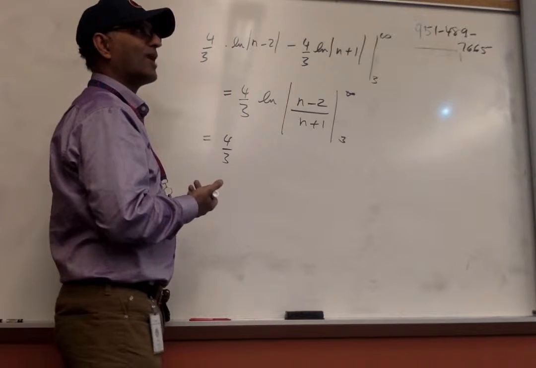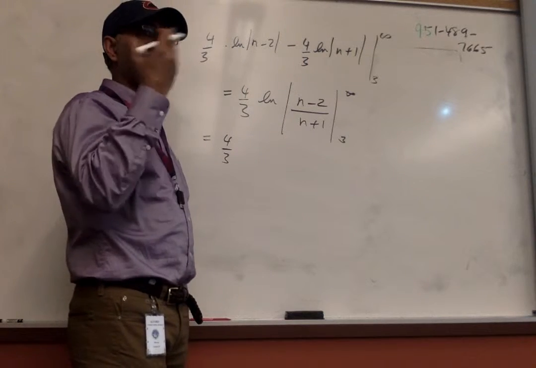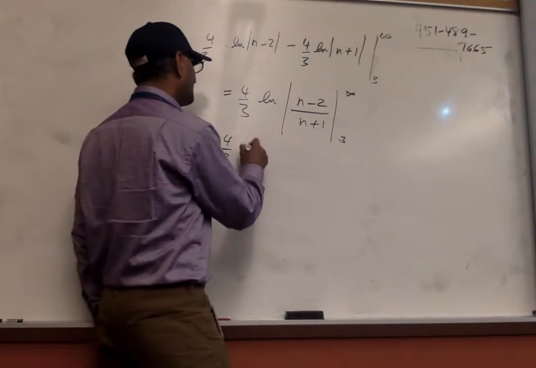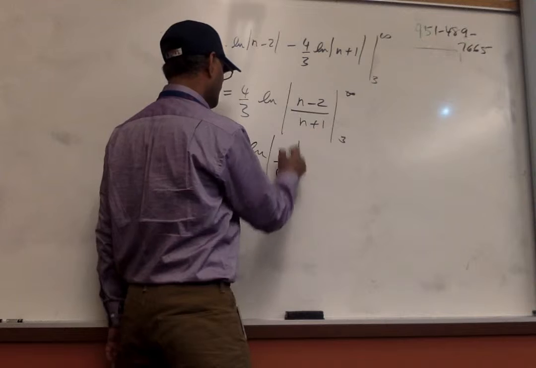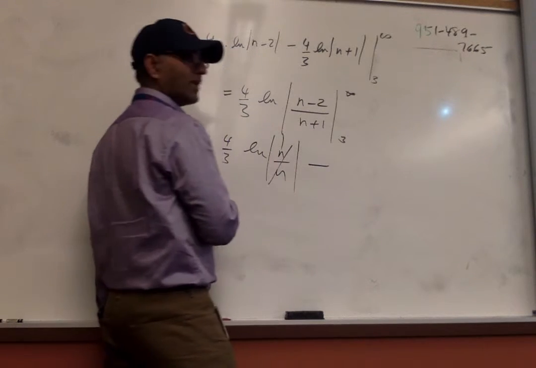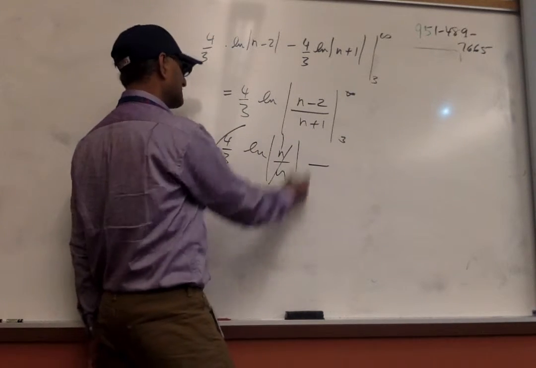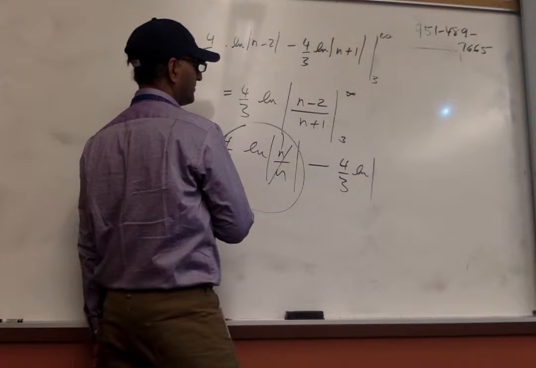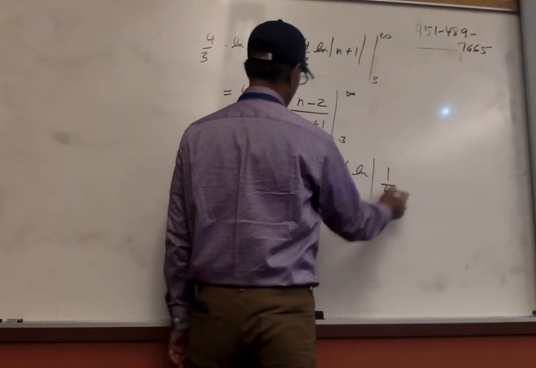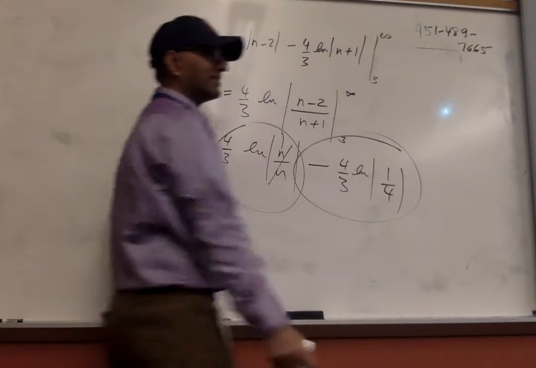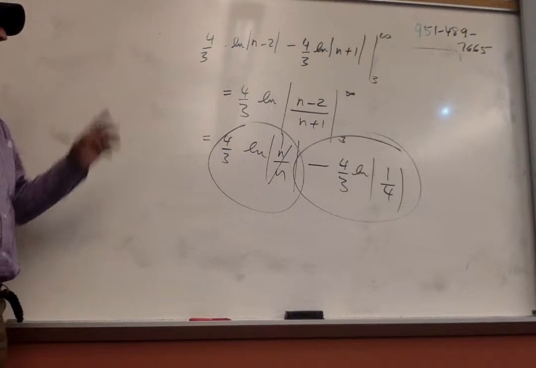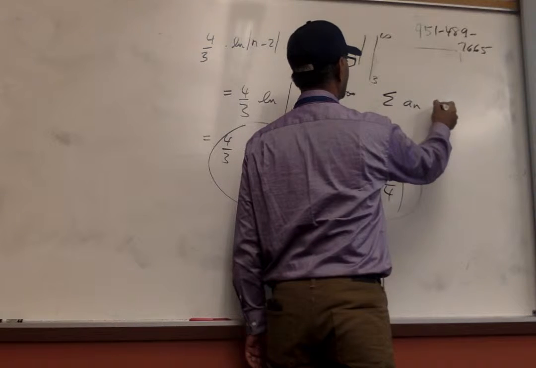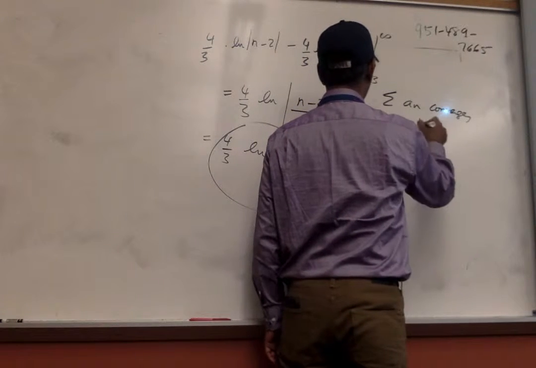For those of you who say, I do not know how to plug in infinity, guys, the infinity rule is highest power. Is the highest power n and n? That's the infinity concept. So that really is ln of n over n, which is 1, minus, oh, by the way, what's ln 1? Okay, that's 0. Minus 4/3 ln of numerator over denominator. That is your final answer. Stop. Therefore, summation an converges by integral test.